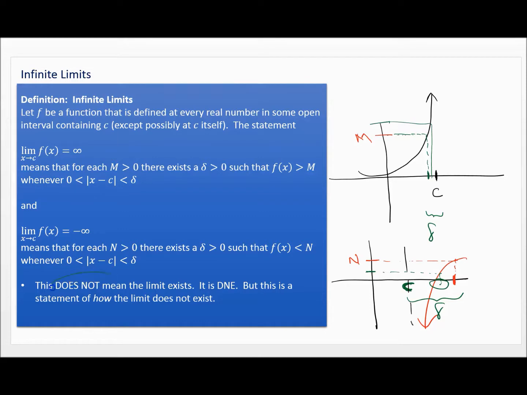Now again, notice I point out, this does not mean the limit exists. It does not exist, but this is a statement of how the limit doesn't exist.